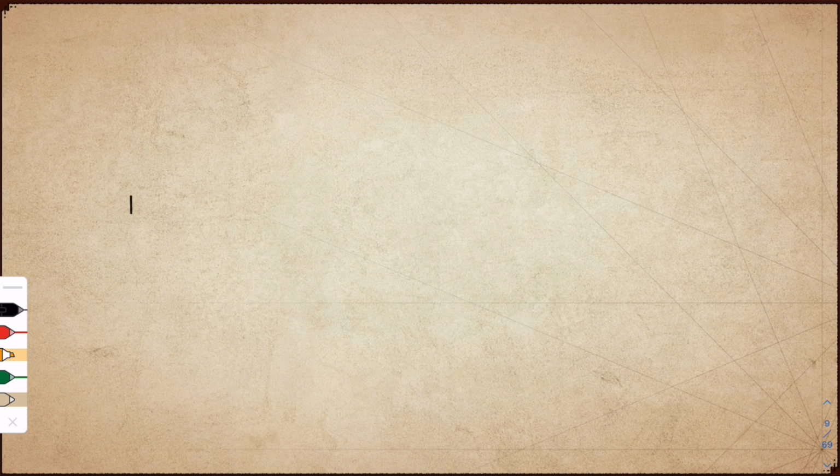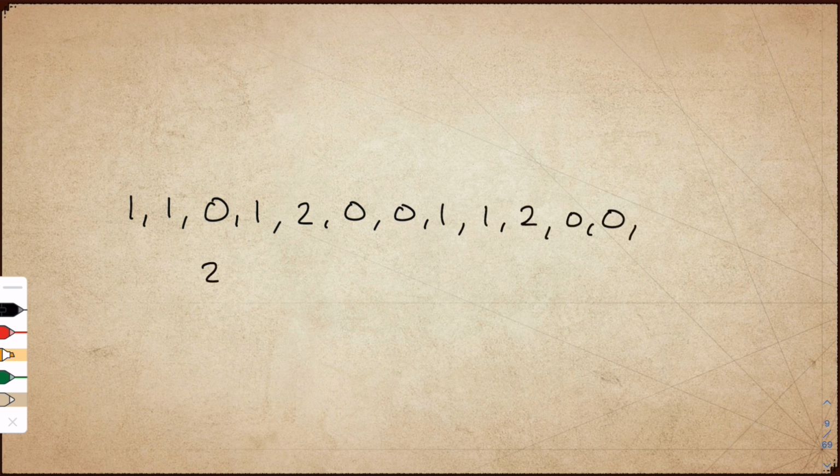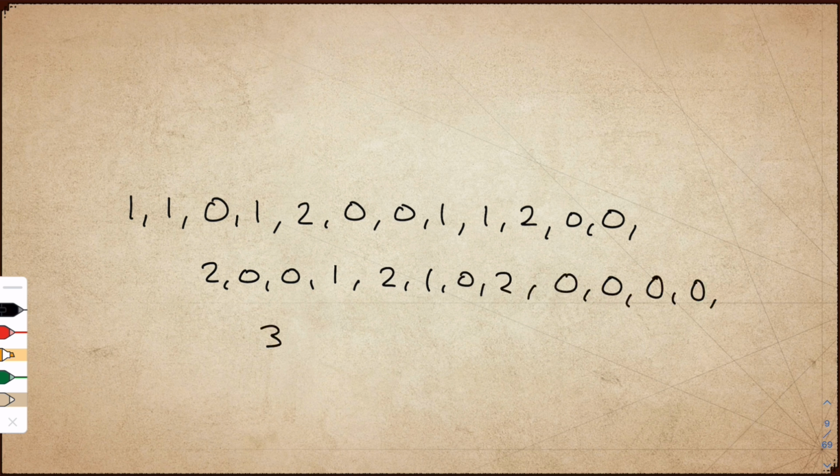So here is one example of an L function. 1, 1, 0, 1, 2, 0, 0, 1. 1, 2, 0, 0, 2, 0, 0, 1. 2, 1, 0, 2, 0, 0, 0, 0, 3, 2, 0, and so on.